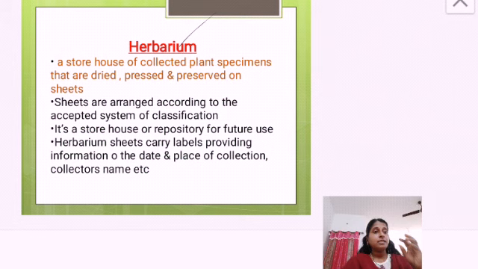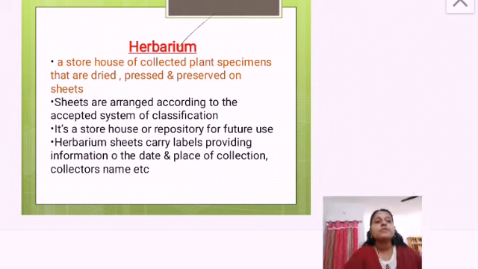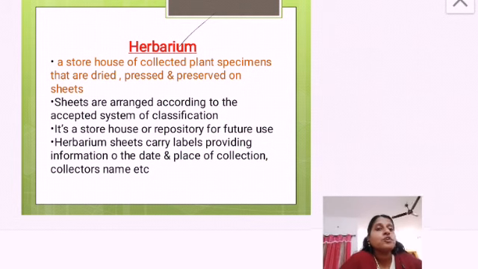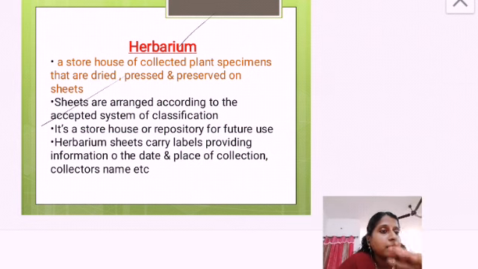It has been maintained so that if you have discovered a new plant which you have not seen before, you just take that plant and check it against the herbarium sheets to see whether that plant is available or not. We can easily make it out. Sheets are arranged according to an accepted system of classification based on similarities. It is a storehouse or repository for future use, to check whether something newly discovered is already available. The herbaria are there.